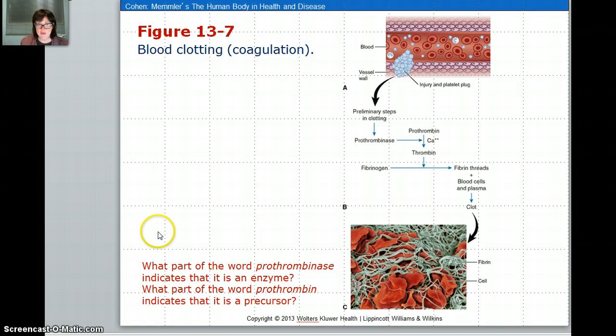That's enough for blood components. I'll continue on in part 2 in another video.